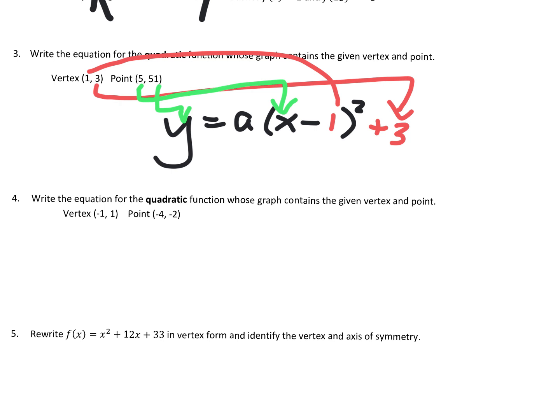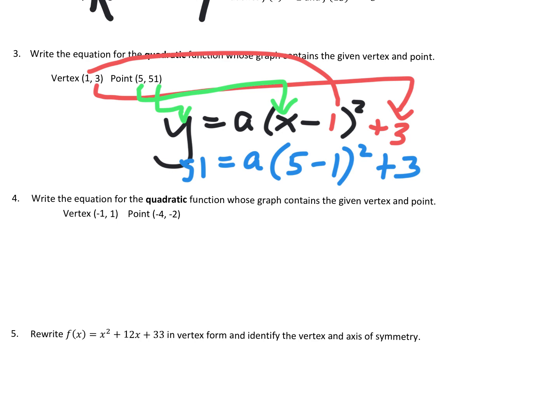So this would end up being 51 equals A times the x of that came from here. This is (5 minus 1) squared plus 3. And if you can't solve that for A, I can't really help you. I mean, this is pre-calc. You're supposed to be able to solve equations. So I'm sure you could solve it for A.